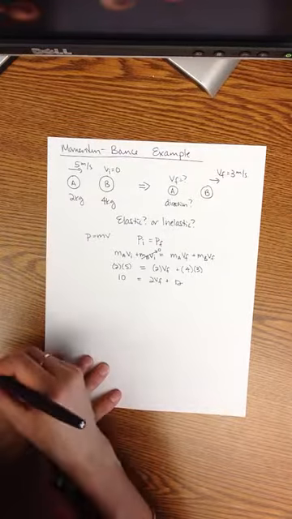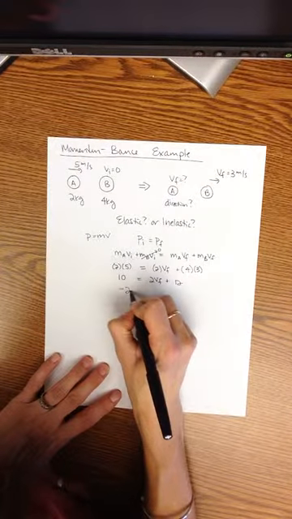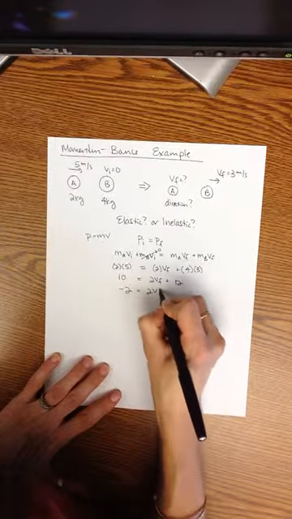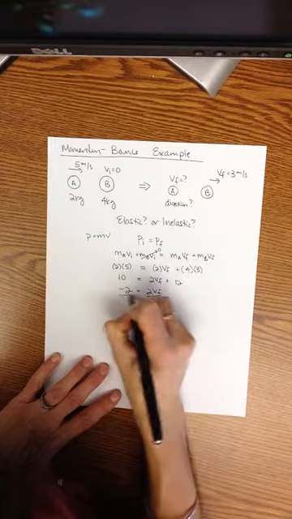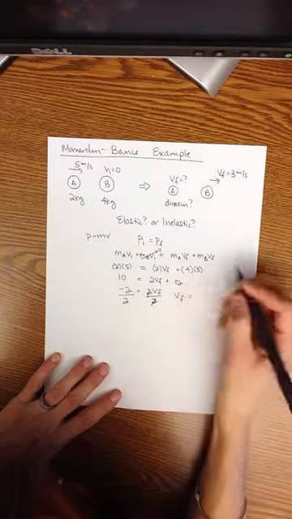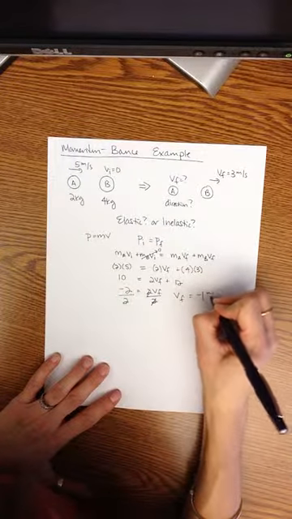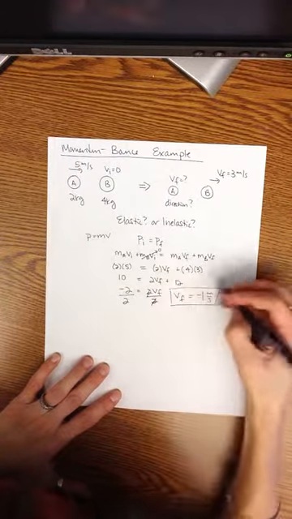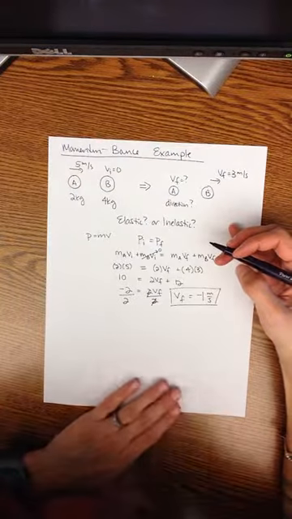So I subtract 12 from 10, that leaves me with a negative 2 equals 2VF. So divide by 2, divide by 2. VF is equal to negative 1 meter per second. Cool! Does the negative matter here?